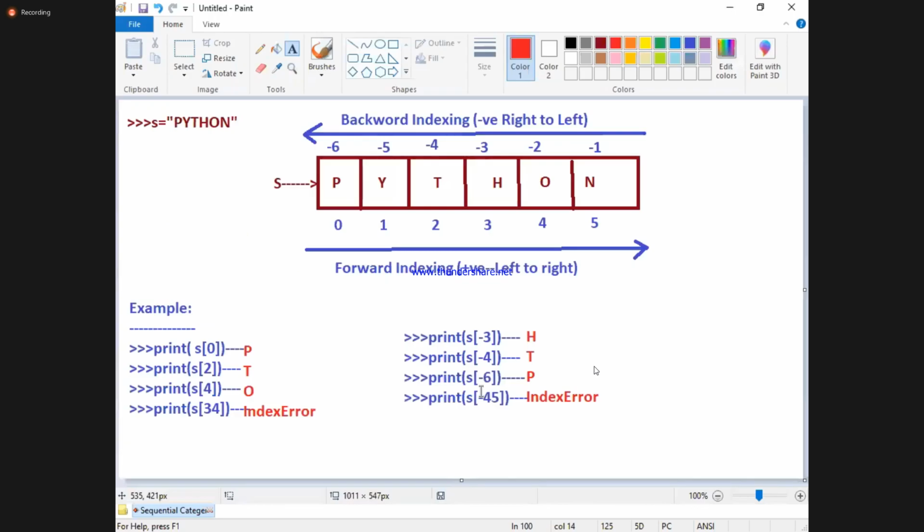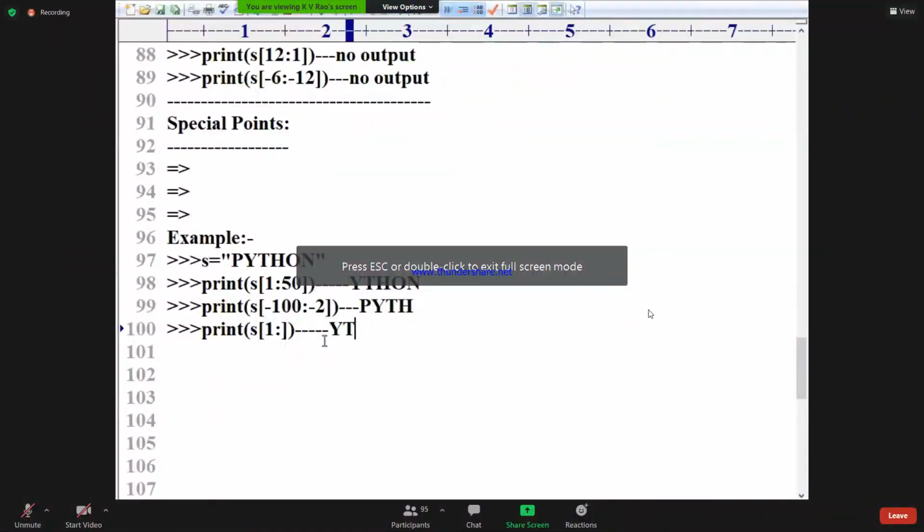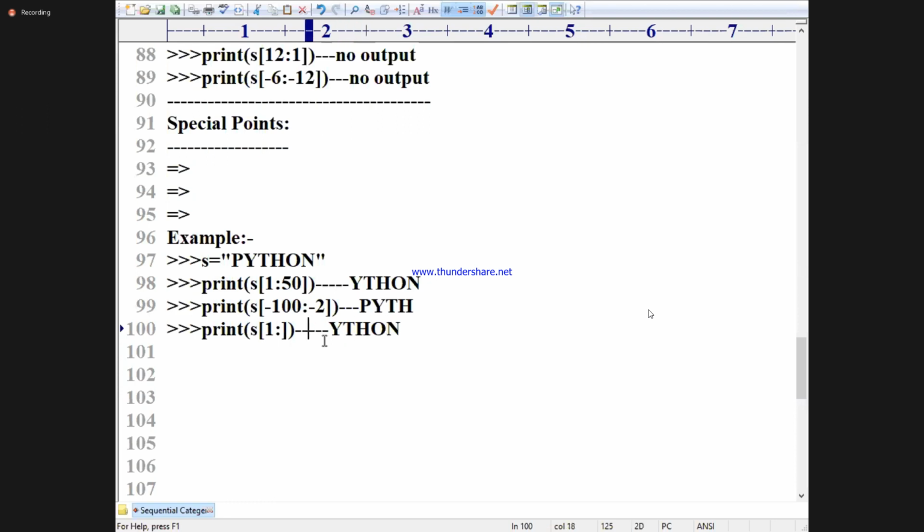How many total characters, 5 or 6? 6 minus 1 it will take. 6 minus 1 means what position? 1 to 6 minus 1, up to 5. Are you getting it? So this is a special important statement. What is the output now? Come on guys. YTHON.